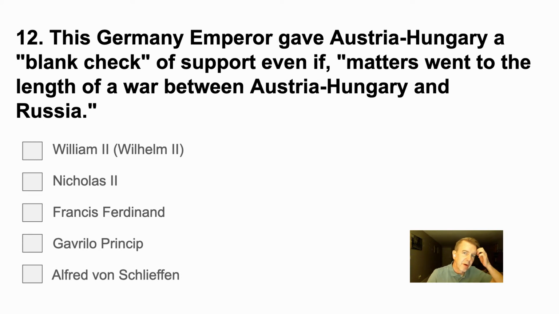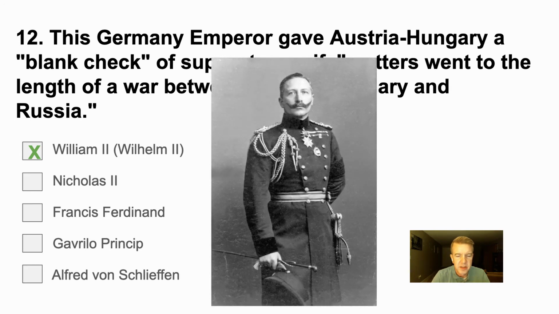Moving on, this Emperor of Germany is a guy who gave Austria-Hungary a blank check of support, saying, whatever happens, even if it goes to the length of a war between Austria-Hungary and Russia, we've got your back. That's part of our alliance. That's William II, or Kaiser Wilhelm II. This is Kaiser Wilhelm II here.